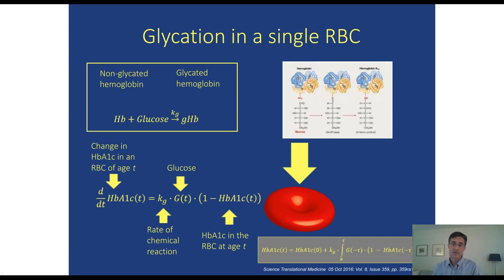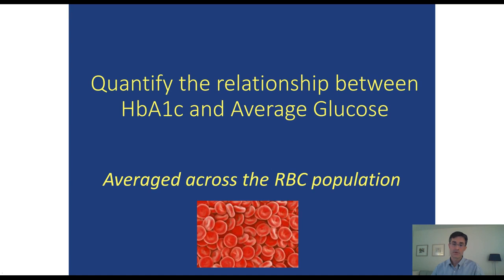So given an expression for the hemoglobin A1c in a red cell of age T, then we need to figure out how many red cells are there that are T days old, or T plus 1, or T minus 1, etc. And we do that by considering the full distribution of red cell ages in the population. And I won't go into all the details because the relationship between the population of red cells and A1c is somewhat tricky, but I'll give you a glimpse at what this relationship looks like.